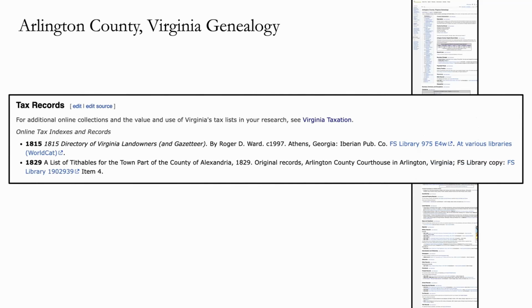And if you know something about how records are kept in the library, you'll recognize immediately that these are not like digital records that you're going to look at. These are actually books of records. And there's a little notation after the one in 1815 that you're looking in WorldCat, which means the worldcat.org website, where you're going to be looking up to see where this book might be located in a library. So here's what this book in 1815 is: a directory of Virginia landowners. Well, wouldn't you like to know if your ancestor was a landowner and lived in Virginia in 1815? Maybe.